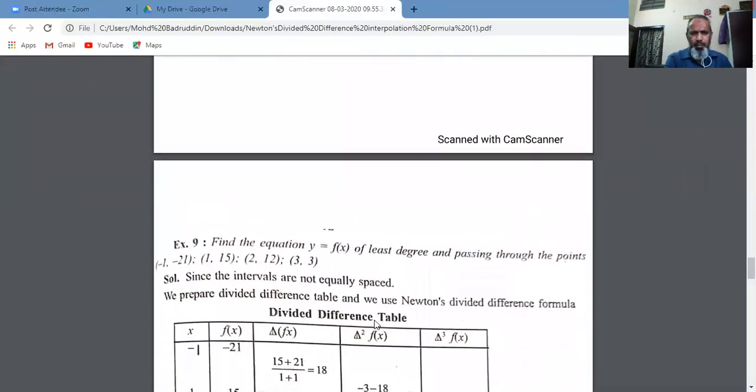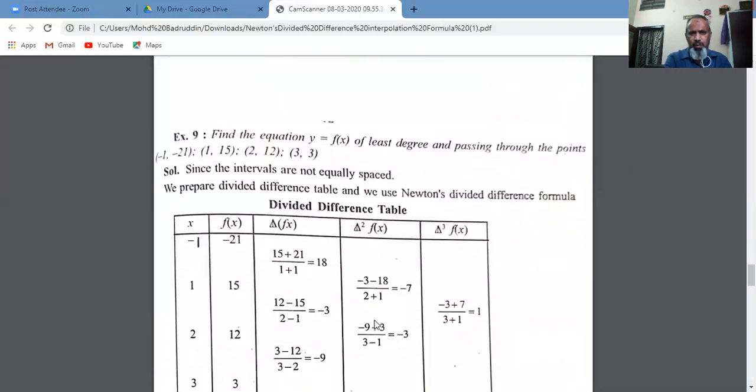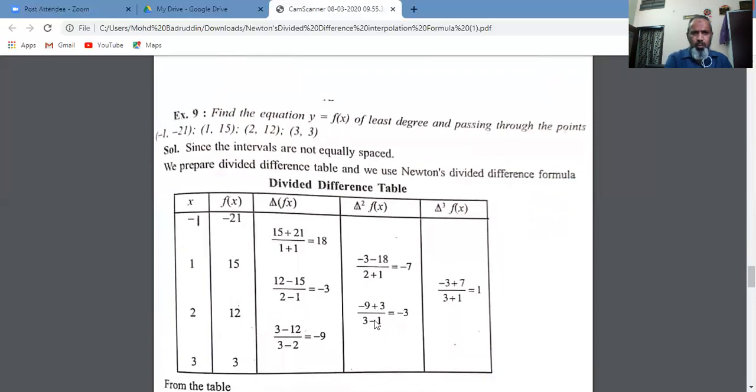Now, another problem: find the equation y is equal to f of x of least degree and passing through the points. So 4 points are given. The polynomial is passing through the points minus 1, minus 21; 1, 15; 2, 12; 3, 3. So what are the values of x? Minus 1, 1, 2, 3. These are the values of x. So what are the corresponding values of the given function? The functional values are minus 21, 15, 12, and 3.